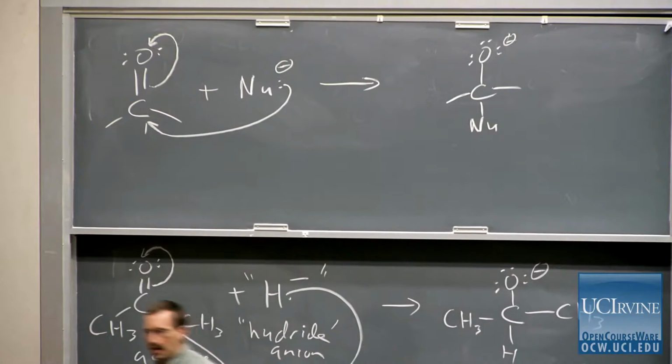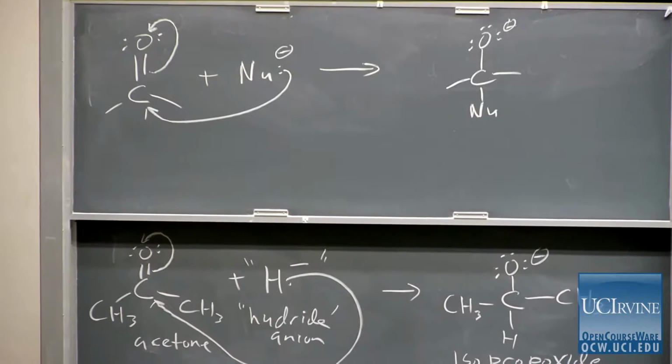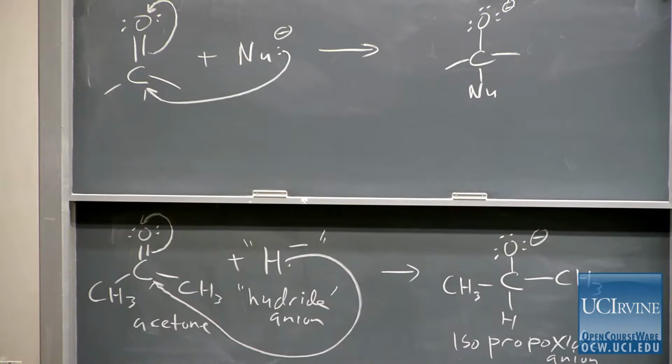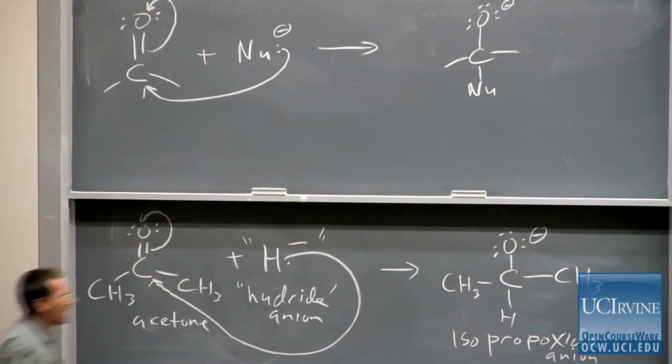So if you have an anion that's derived from an alcohol, that's equivalent to removing H+ from an alcohol, you end up with an alkoxide anion.